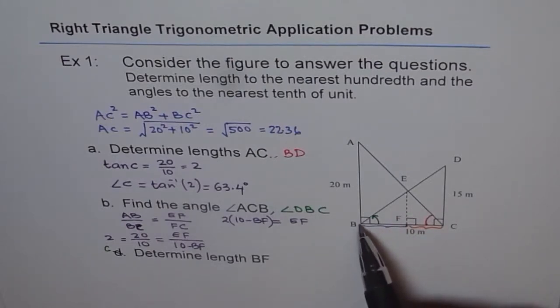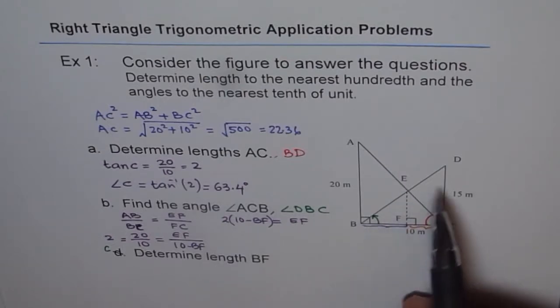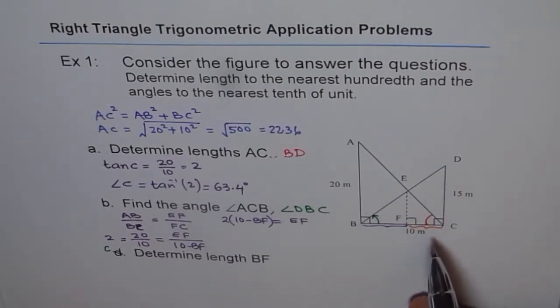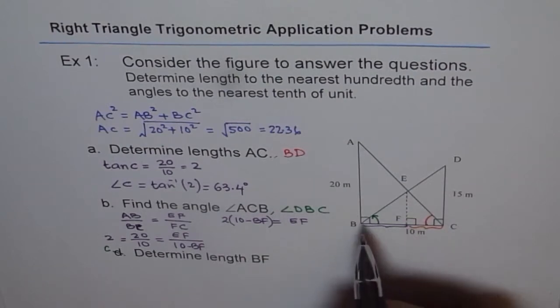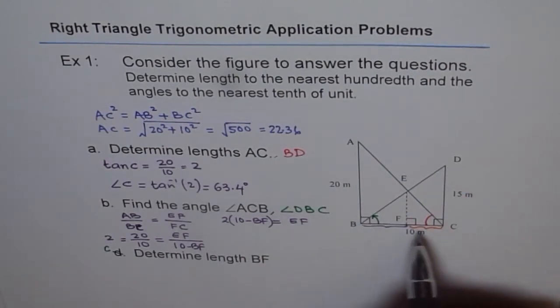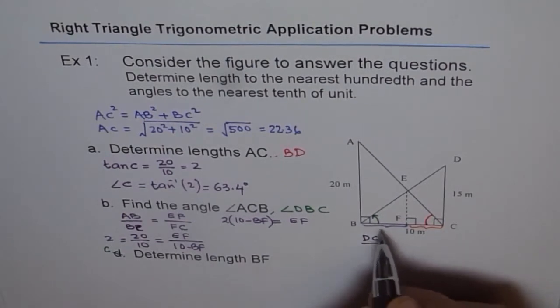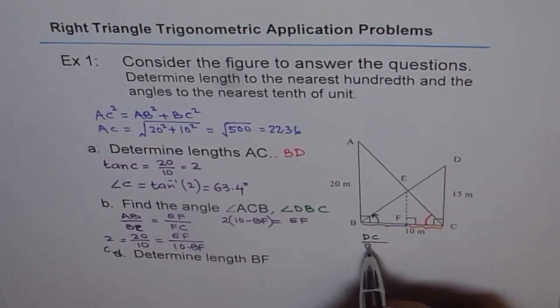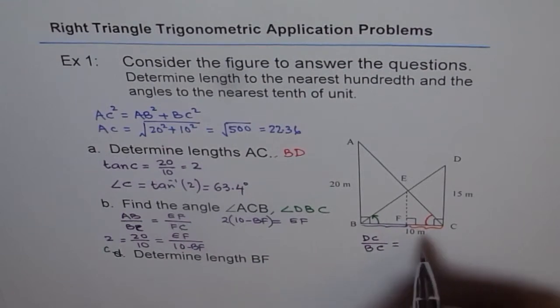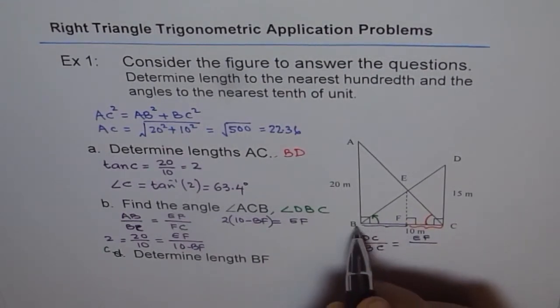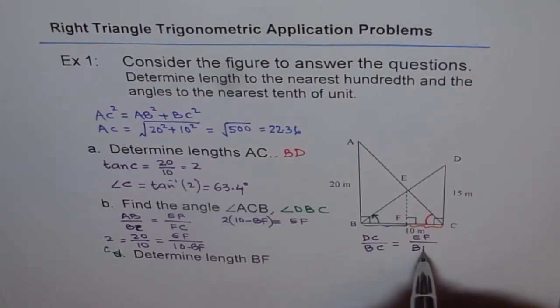Let's consider the triangles BDC and BEF. These two are also similar triangles. Is that okay? So we'll write here, if we consider these two triangles, correct? So we have DC over BC is equal to the small triangle EF over BF. Is it okay?